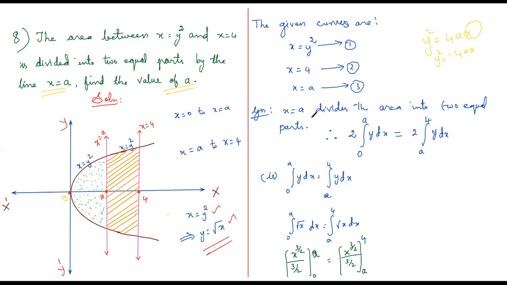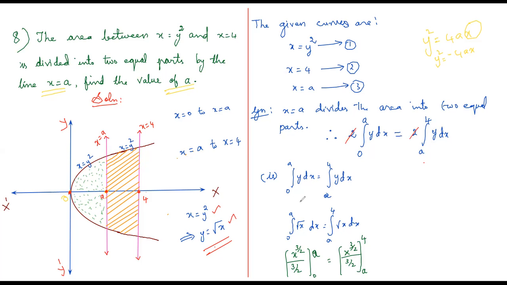Now the given curves are x equal to y square, x equal to 4, and x equal to a. It is given that x equal to a divides the area into two equal parts. Therefore, the area of the dotted region will be equal to the area of the stripe. The area of the dotted is from 0 to a, and the area of the stripe is from x equal to a to x equal to 4. You take it two times, so you are getting the upper half; to get the other half, you multiply by 2. Now the 2 and 2 get cancelled out.